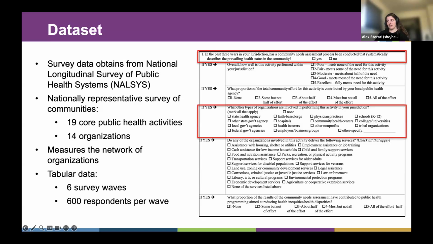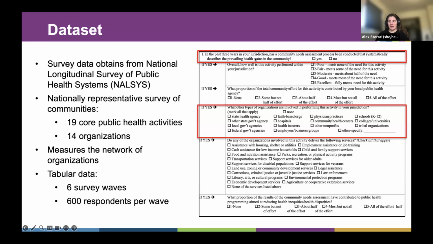Basically, if a respondent were to answer yes in the first highlighted section at the top here, that would mean this activity was implemented in the community. And then the respondent is asked to fill out another question about what types of organizations are involved in performing this activity in your jurisdiction. The way that we define a tie is if two organizations jointly participate in an activity. So for example, if we saw that hospitals were checked here and physician practices were checked, we would say that they have a single tie for this specific activity, which is activity number 1. And then there are also 18 additional activities.